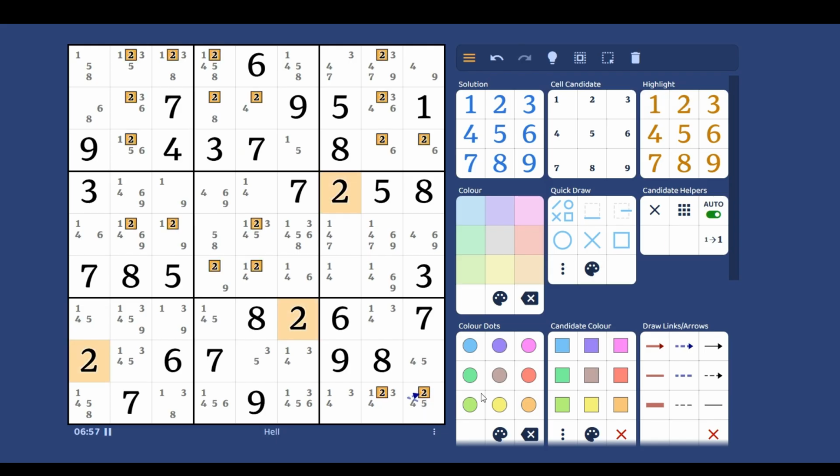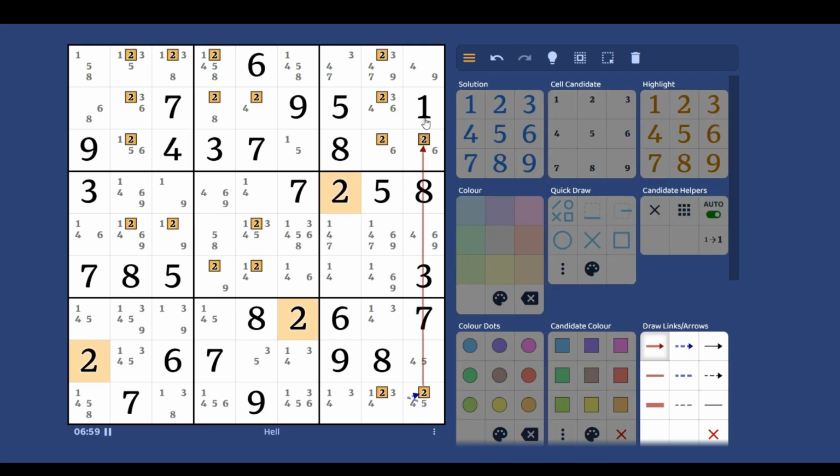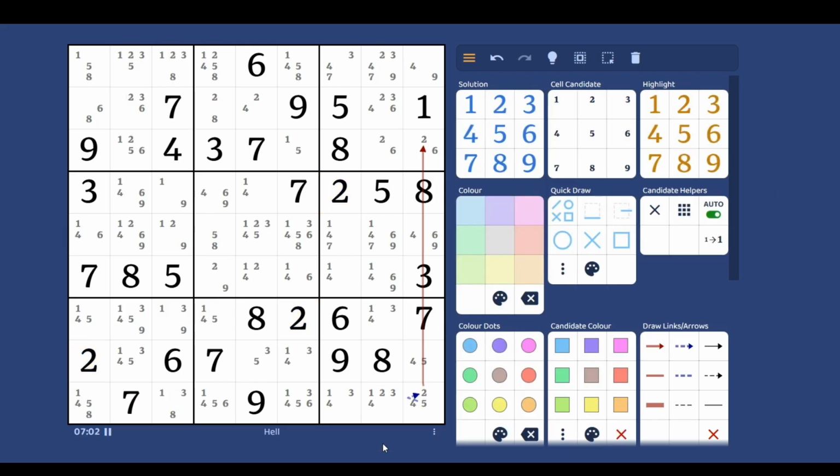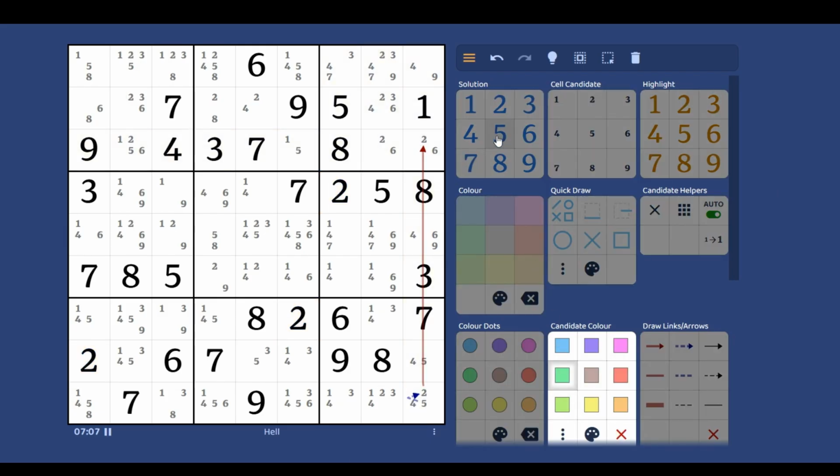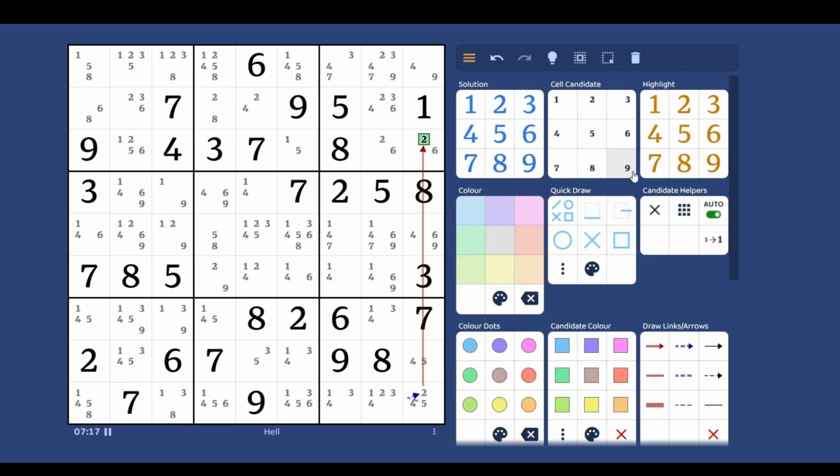And we could see this 2 is strongly linked to this 2 up here. So if this 5 were true, this 2 would also be true. I want to go ahead and highlight that in green. So any candidates that are true in our first true chain are going to be highlighted in green.